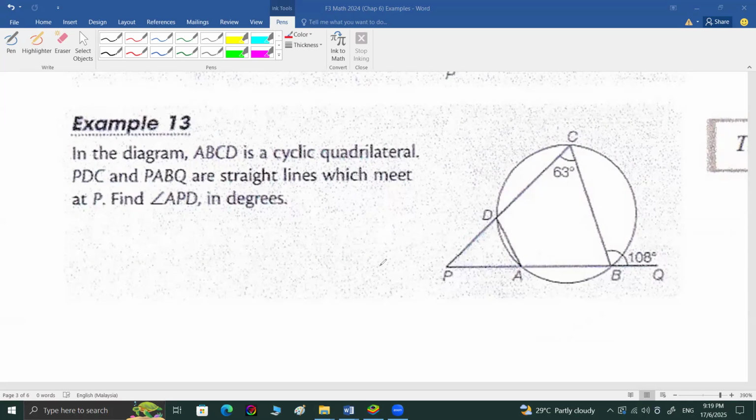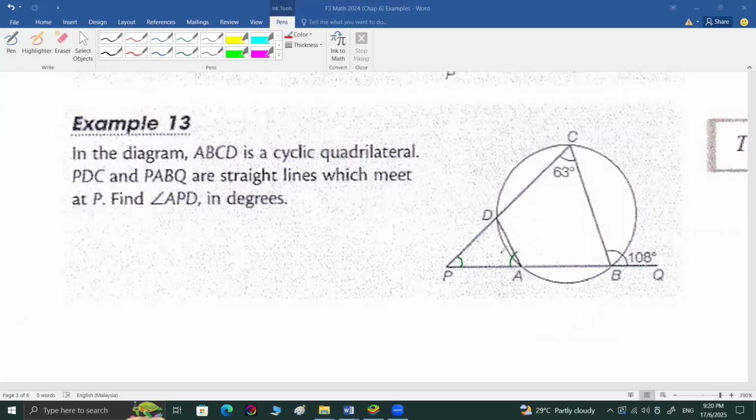First of all, you're asked to find APD. Now, class, look at it. How are you going to find APD? One of the methods is like this. I show you one method, then later I show you another method. Cyclic, 63, what do you get here?